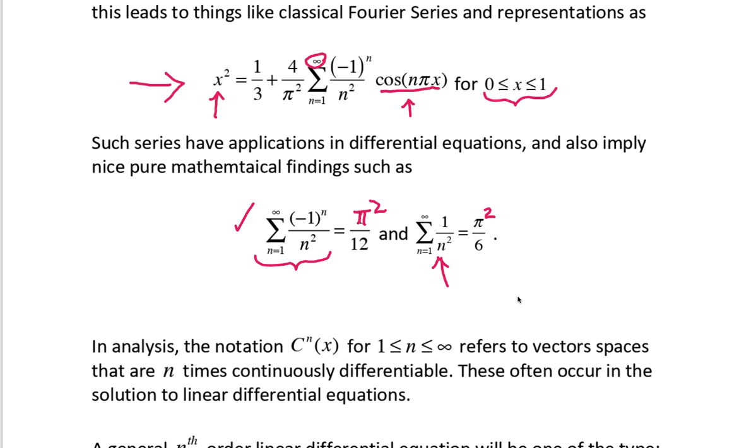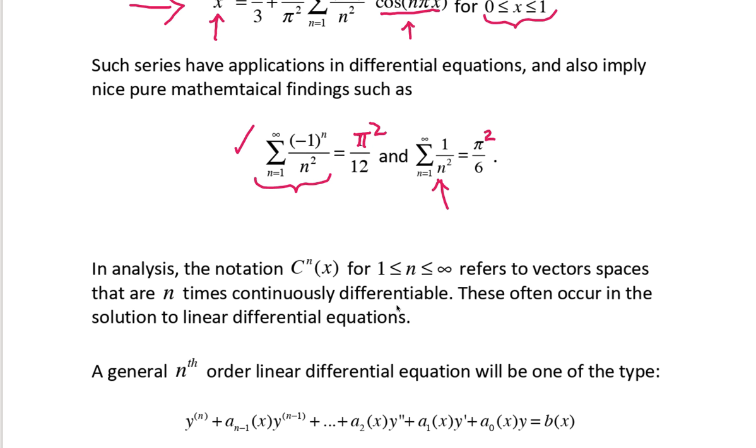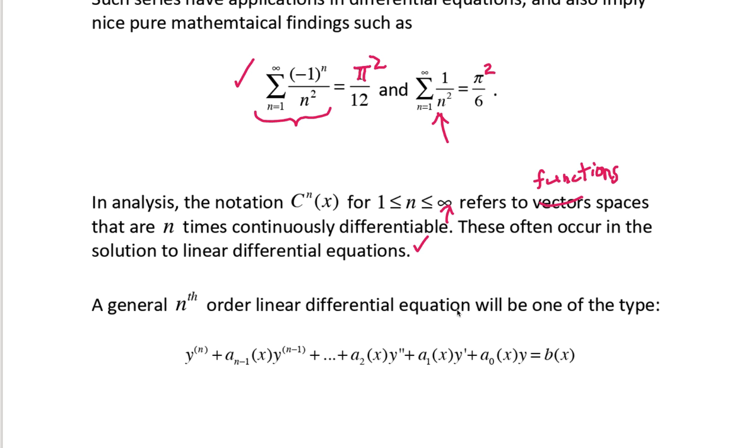In analysis, this notation C^n of x, for n between 1 up to and including infinity, refers to vector spaces that are really function spaces. These are actually functions that are n times continuously differentiable. These often occur in differential equations, in particular linear differential equations. So we're almost done here.